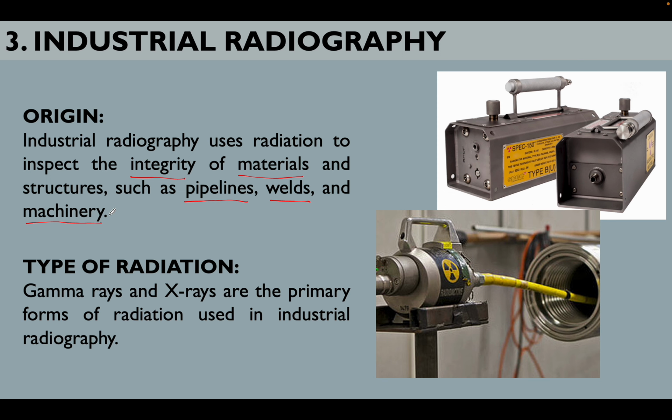Okay. As for the type of radiation, kani si industrial radiography, ang iyang primary form of radiation is the gamma rays and the X-rays nga ginagamit for industrial radiography. Now, some of the applications of industrial radiography are non-destructive testing, quality control, and also security screening.